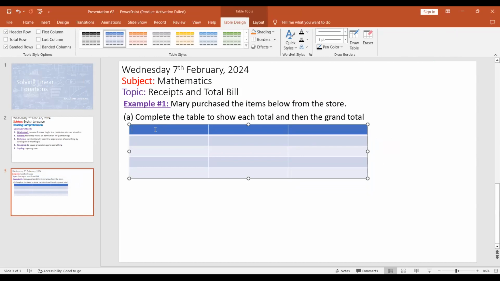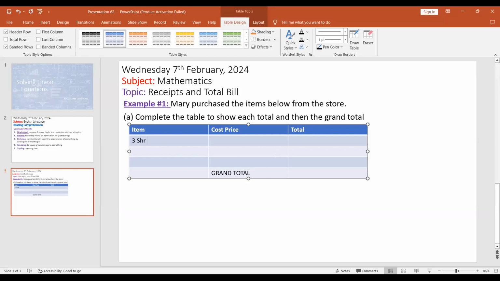The first column heading is item, the second column heading is cost price, and the third column heading is the total. And then at last, we're gonna have the grand total. So you need to construct a table that has 5 rows and 3 columns. The first thing we're gonna have here is 3 shirts.